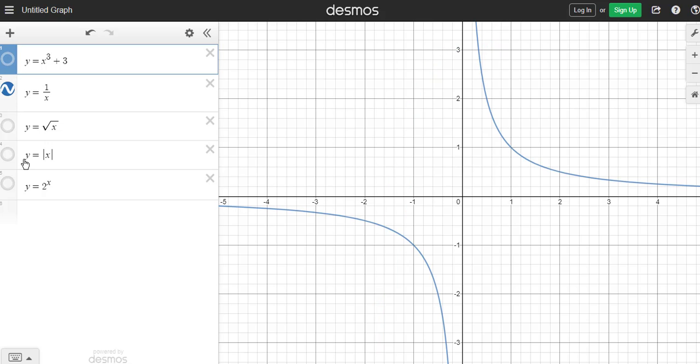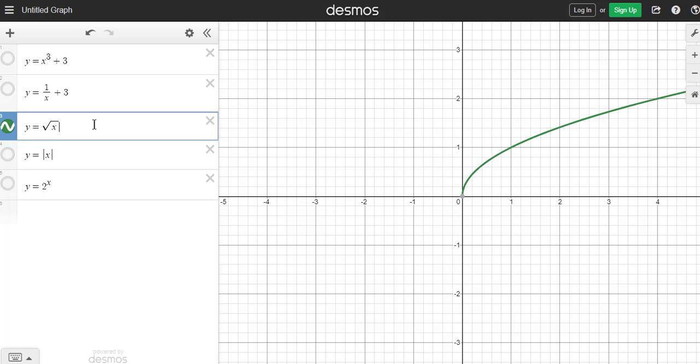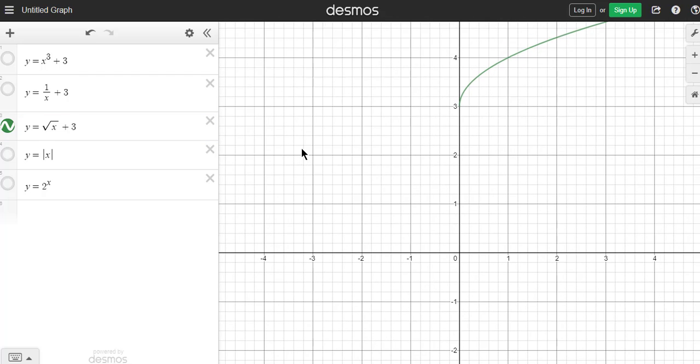What about our 1 over x? If we want to take that whole thing and shift it up 3, what do you think we're going to do? Plus 3 at the end? Look at that. Yeah. What about our little radical? Plus 3. Whoop. Did it move it up 3? Sure did.